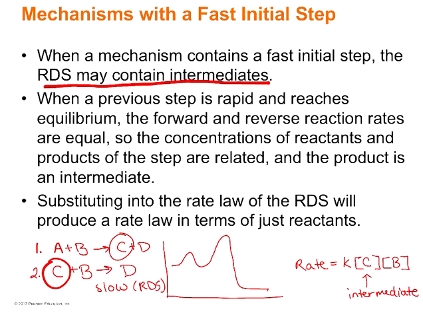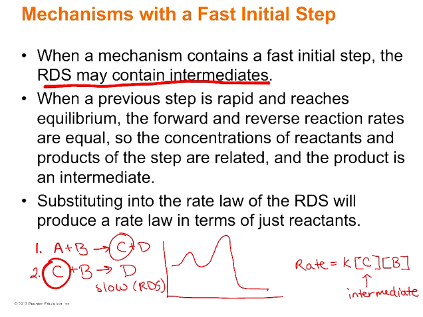Now, unfortunately, we cannot have an intermediate in our rate law because, remember, an intermediate is going to be produced and then consumed. So the concentration of C would be 0, which is going to mean that our rate is 0. So we can't have an intermediate in our rate law.